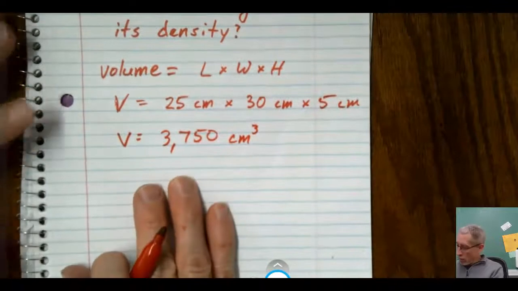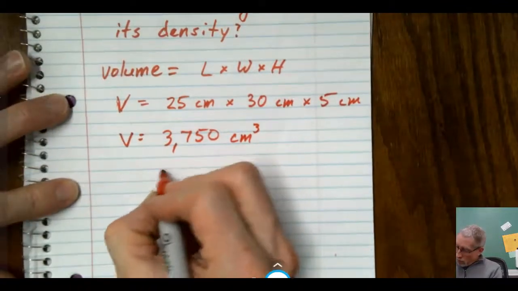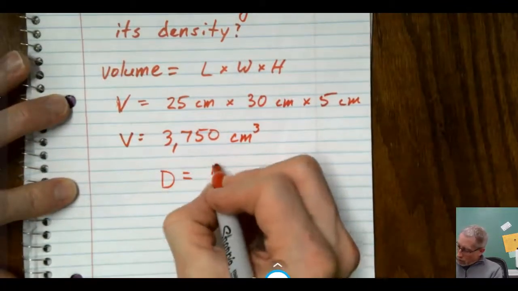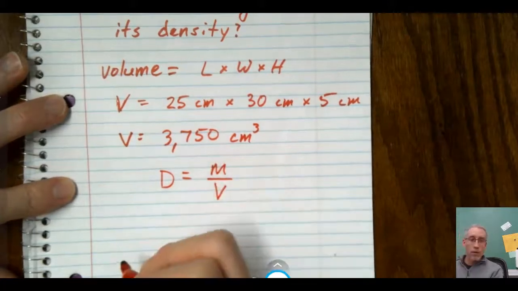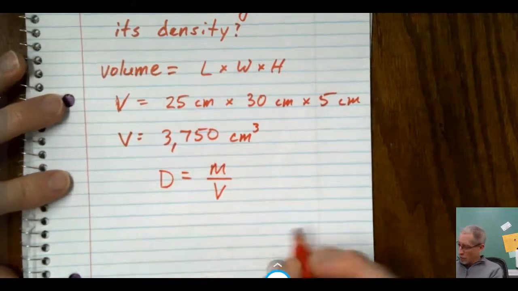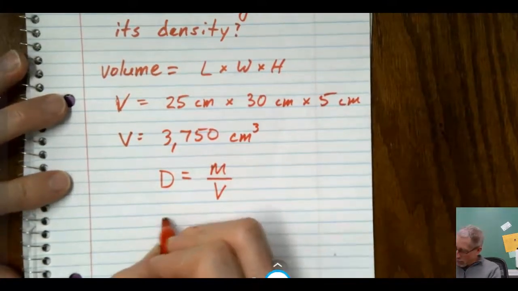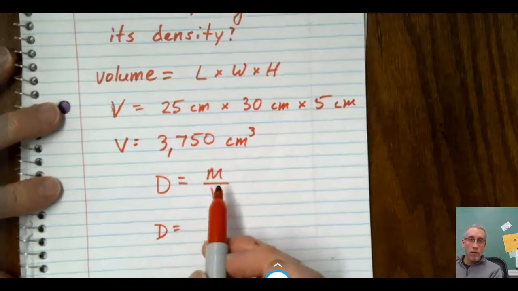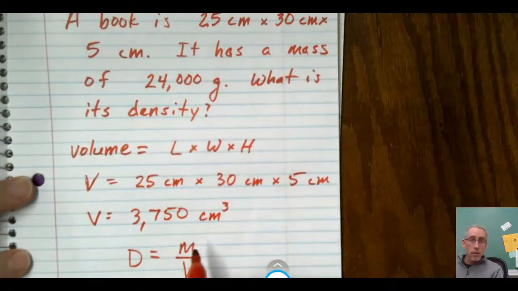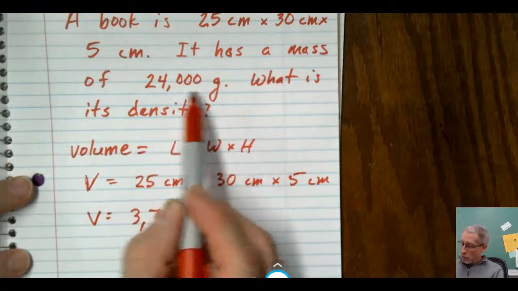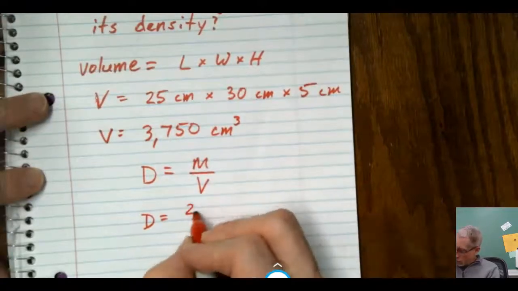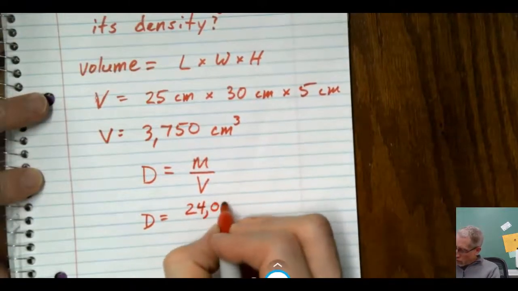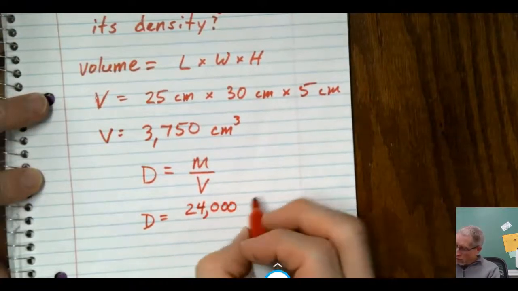Now that we have the volume, we do the density calculation. The mass divided by the volume. I have a little more space this time, so I'm going to write it out vertically. That's kind of my preference. So make sure you're putting the right numbers in the right place, okay? Remember, mass is measured in grams. It has a mass of 24,000 grams. Always use commas on these big numbers.